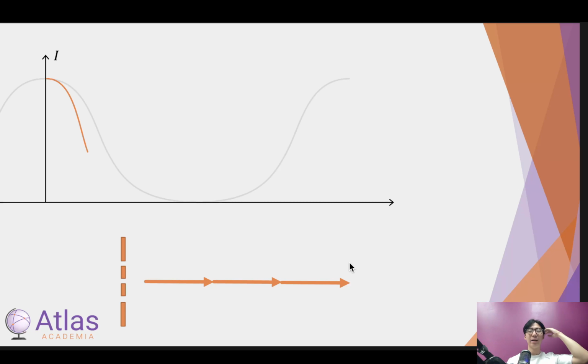What about the first order maximum? Well, we mentioned this earlier. If each of them has one wavelength of path difference relative to each other, which corresponds to a 360 degrees phase difference, then we'll get the first order maximum.